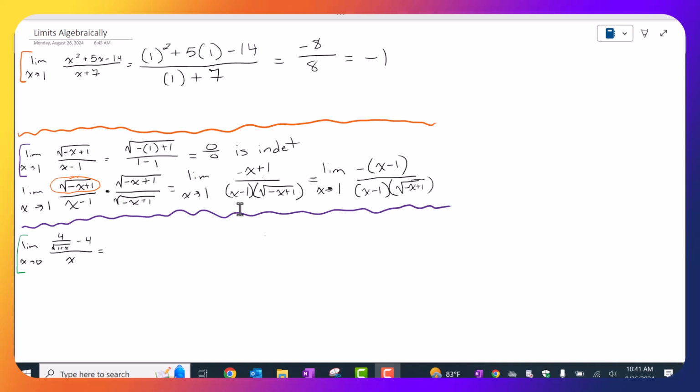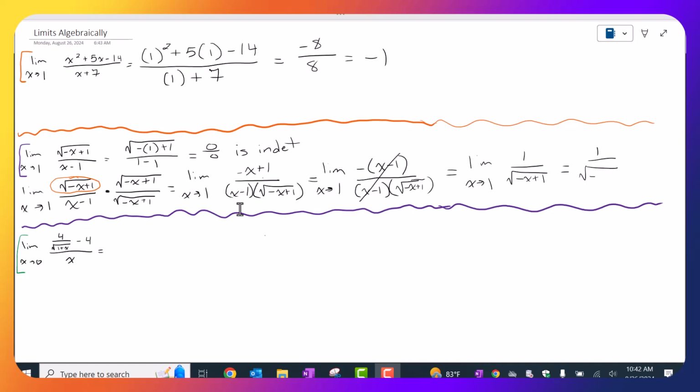Okay. And now we have a common factor on our numerator and denominator. Those simplify out. We're left with the limit as x approaches 1 of 1 over the square root of negative x plus 1. And now I can finally evaluate this. Sorry, I'm taking a detour to make sure my thing's long enough. Okay. And we get 1 over the square root of negative 1 plus 1, which equals 1 over 0.